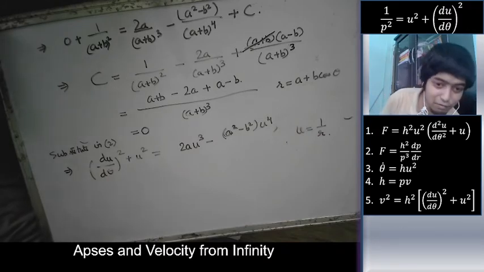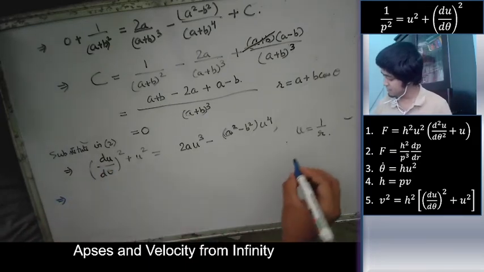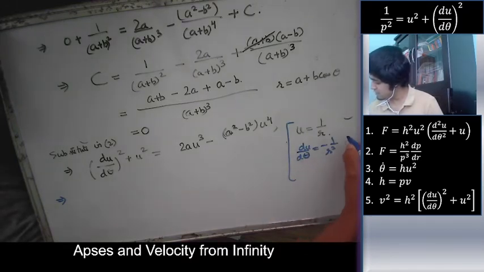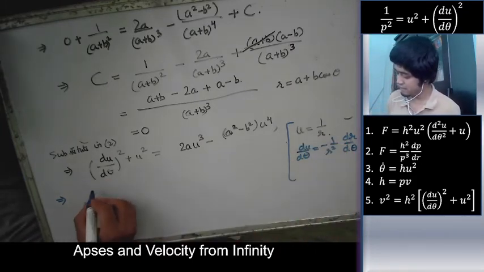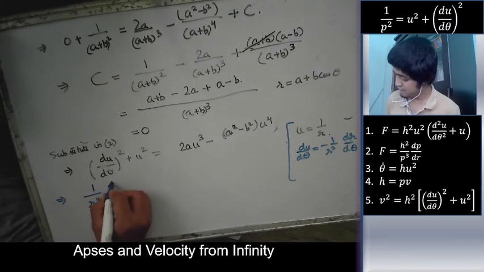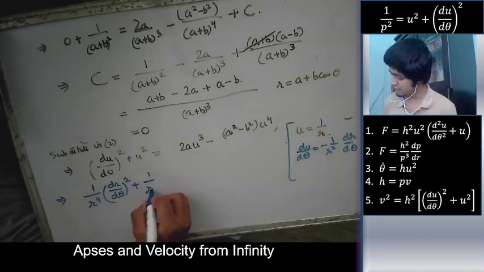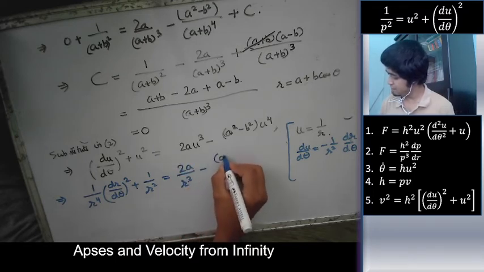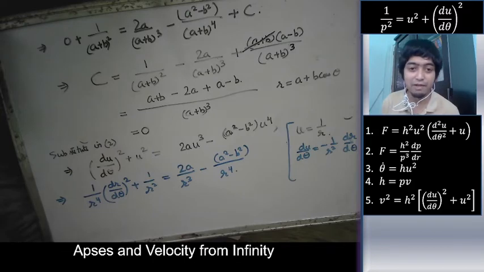Okay, let us use u equal 1 by r over here, and you will actually be getting, I'll keep it to the side, du d theta will be minus 1 by r squared dr d theta. Okay, so if you differentiate, you will be getting this. So du d theta whole thing square will be 1 by r^4 dr d theta whole thing square, plus u square, which is 1 by r square, and over here we'll be getting 2a by r cube, a square minus b square by r^4. So this is what we are having.